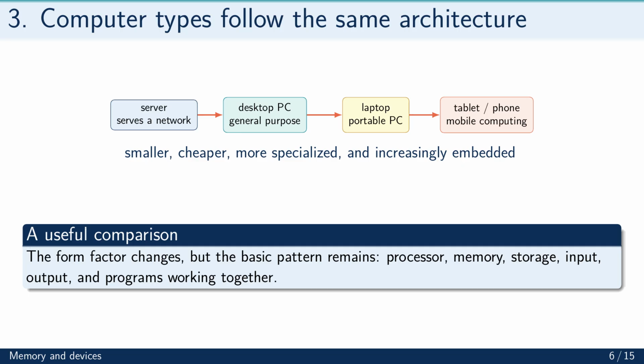These categories are useful, but they are not rigid boundaries. Many devices now include computing hardware without looking like traditional computers at all. Cars, appliances, sensors, and toys may contain embedded controllers built for a focused task. Across all these forms, the architecture remains recognizable. Processing, memory, storage, input, output, and programs cooperate to perform useful work.